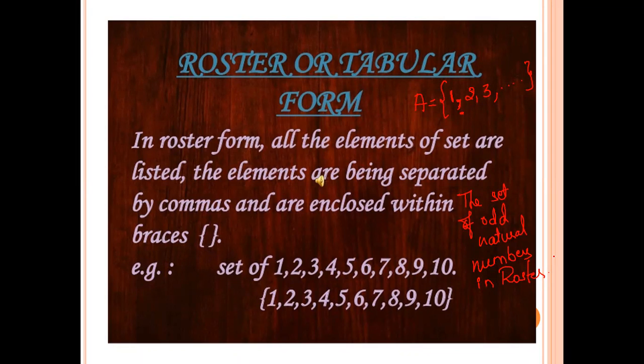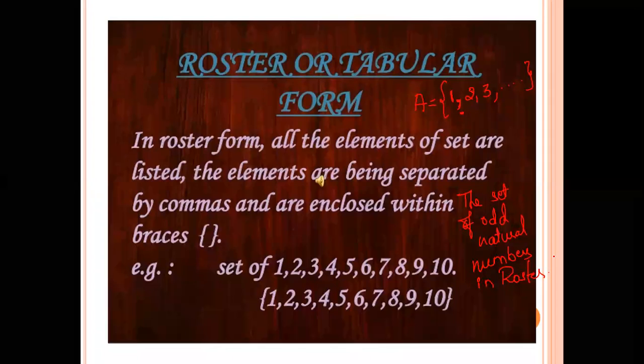What kind of natural numbers do you have to write? You have to write the natural numbers which are odd. So which are the odd natural numbers, students? 1, 3, 5, 7, 9. Yes, and it goes on.